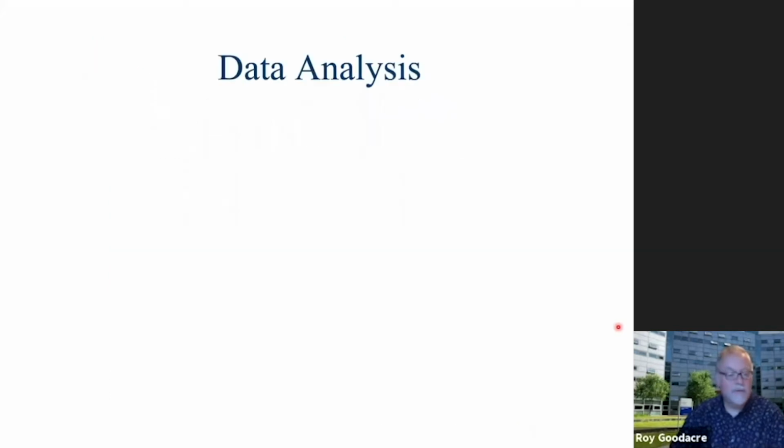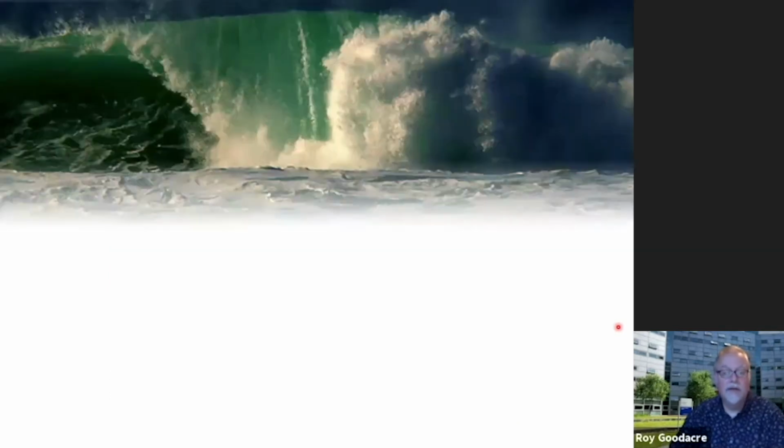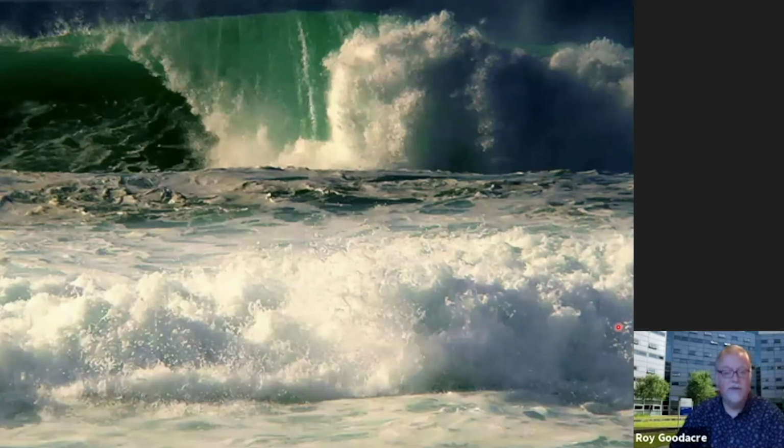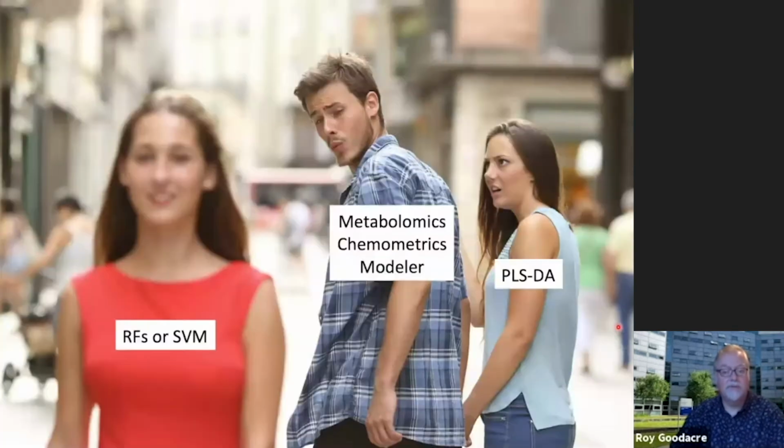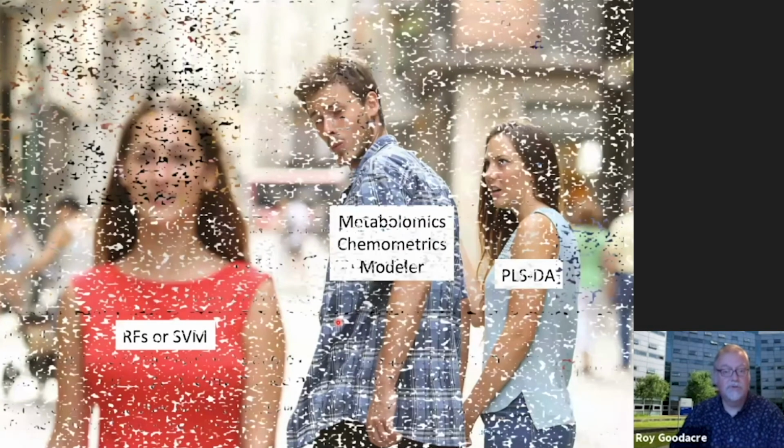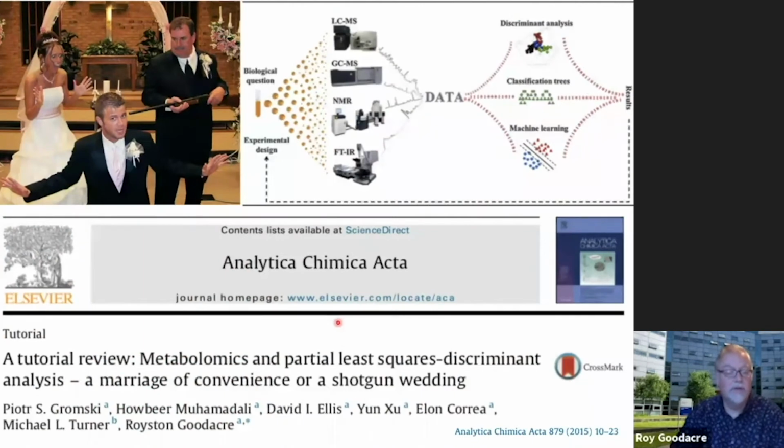So what about the data analysis? Well, there's a lot of data, as there is with breath analysis, and the metabolomics community seems to be obsessed with partial least squares discriminant analysis, and so here's our chemometrics modeler. We would like to persuade people not just to use PLSDA, but to use things like random forests or support vector machines. In doing so, we published a tutorial 5 years ago, which was very well received. It is entitled "Metabolomics and PLSDA: a marriage of convenience or a shotgun wedding?"